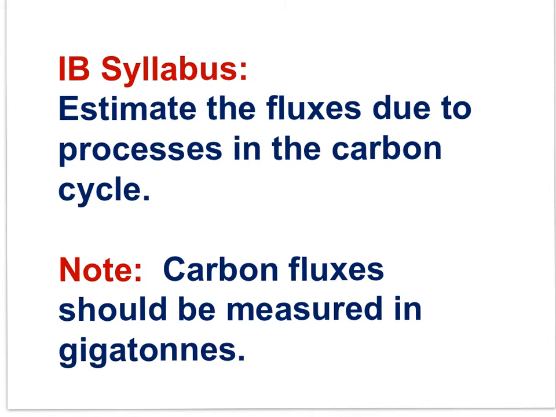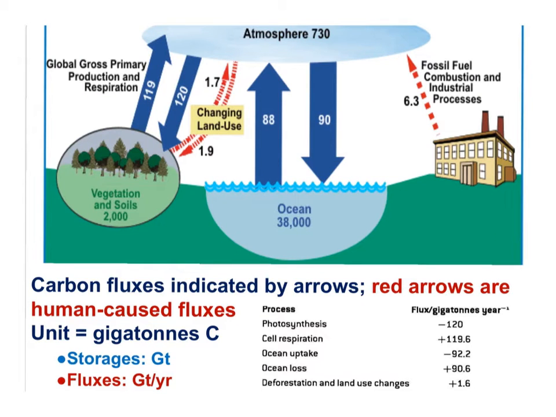Here are two IB syllabus statements that emphasize the importance of a close analysis of the rates of the fluxes. Estimate the fluxes due to processes in the carbon cycle. Carbon fluxes should be measured in gigatons. So let's look closely at the numbers with a focus on the atmospheric stock of carbon dioxide. The ocean-atmosphere numbers display a net loss of CO2 from the atmosphere. The land-atmosphere numbers also display a net loss from the atmosphere. But with land use patterns changing and fossil fuel combustion, there is a net gain by the atmosphere.